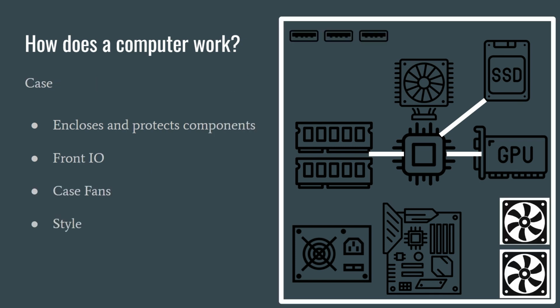And then lastly we have the case. So the case encloses and protects all the components. It's sort of like the shell of your computer, and typically there's some front I/O, so there's some USB ports next to the power button and stuff on the front of your case, and then there's typically case fans. So those either come pre-installed with the case, or you buy them separately and then install them into the case, and those just regulate airflow throughout the entire computer to keep everything nice and cool. And typically cases also have a style to them, so you can pay more for RGB LEDs and stuff like that to have your case look cool.